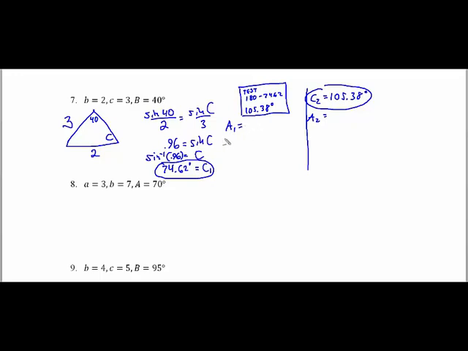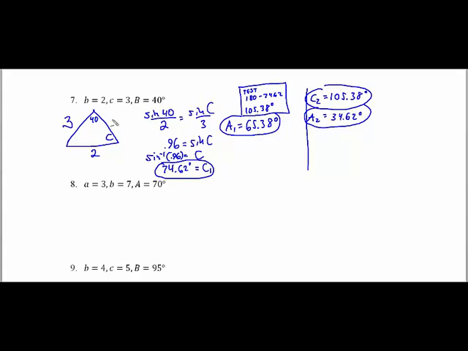So in our first case, 180 minus 40 minus 74.62 gives me 63.38 degrees. So there's my answer for A sub 1. And then in this situation where I had an obtuse angle instead of a barely acute angle, this not 90 degrees, I'm going to do 180 minus 40 minus 105.38. And that's going to give me 34.62 degrees.